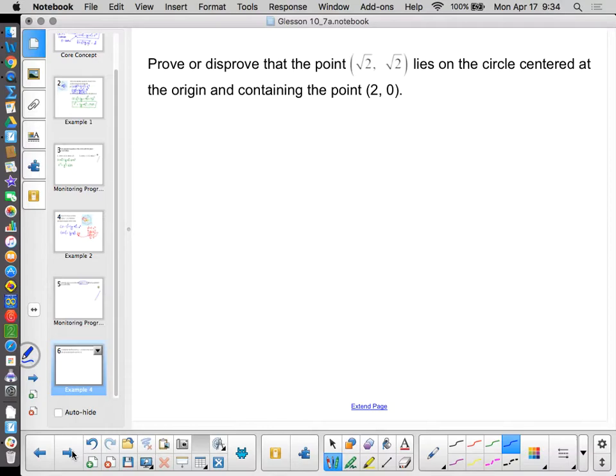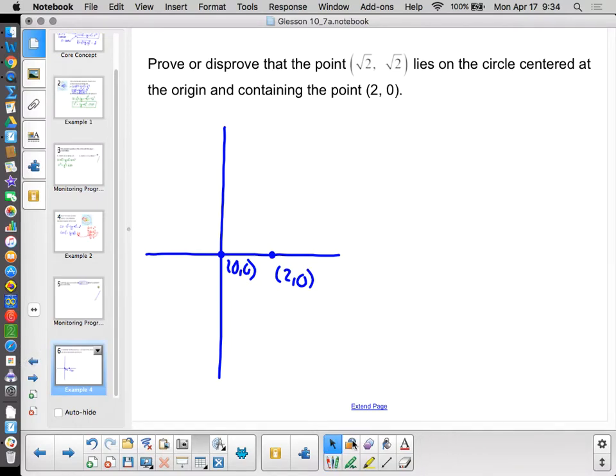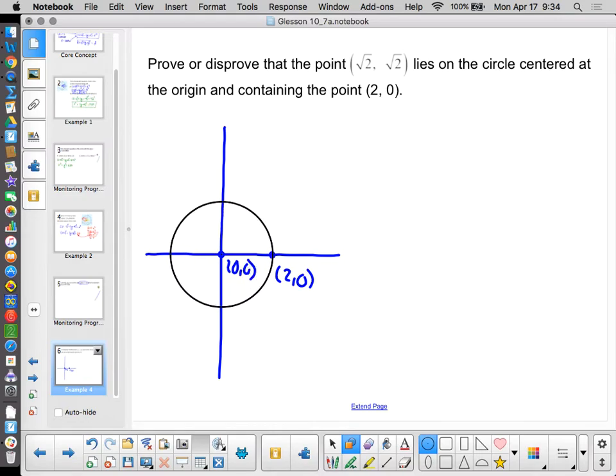Finally, it says, prove or disprove the point root 2, root 2 lies in the circle centered at the origin and containing the point 2, 0. So a sketch might be in order here. Okay. Center of my circle is at the origin, 0, 0. The point 2, 0 is on the circle. So if I'm going to draw this circle, and I'm going to cheat a little bit because I got a smart board, there's my circle. My center is at 0, 0. My radius is obviously 2.